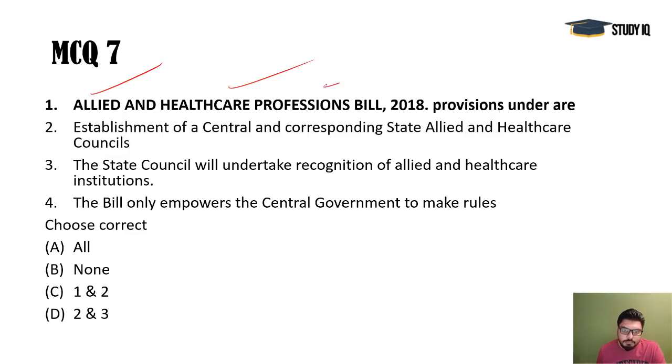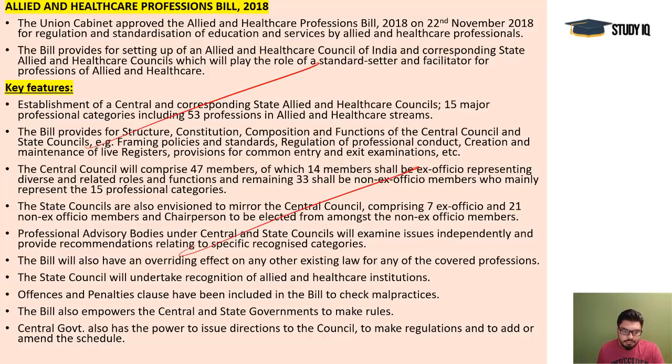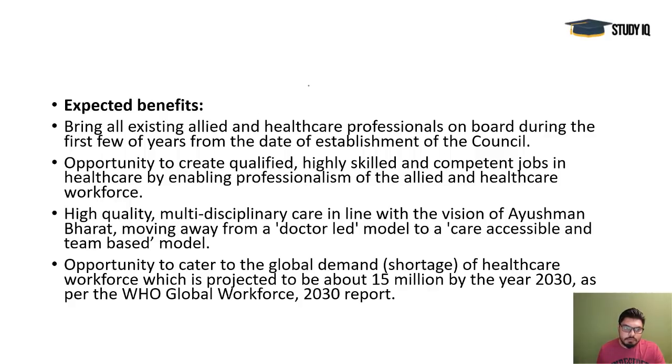Next, the Allied and Healthcare Professional Bill 2018, that came in November, and you see, please mark 1, 2, 3. So establishment of central and corresponding state allied and healthcare councils, that is the important provision of it. They will be established. And the state council will undertake recognition of allied and healthcare institutions. That is also correct. There is no doubt regarding that. But the third one is not correct, because both the central government and state governments can make rules. These are the powers given to them. So the third one is wrong, and 1 and 2 is the correct answer. And all the provisions are given in the text. Please go through them, these features and the details of this professional bill, because that is very, very important.